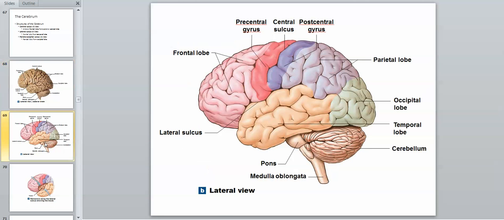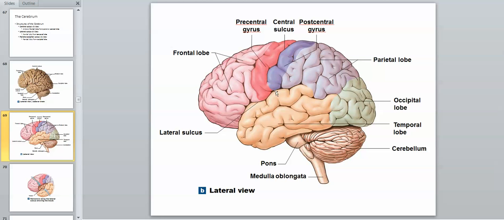All right, so here's just sort of an overview of our lobes once again. Our temporal lobe, and here's our lateral sulcus. Our occipital lobe back here, and that's the posterior part of the brain. Our parietal lobe, everything from the occipital lobe to the central sulcus. And this postcentral gyrus right behind the central sulcus is our primary somatosensory area.